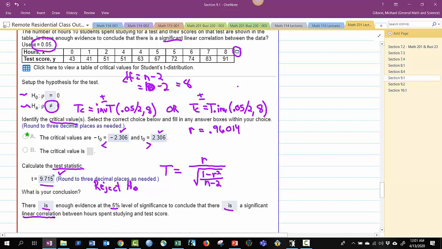This is the way these are all going to work. If we reject the possibility that the correlation coefficient is 0, we say the correlation is significant. If we don't reject it, then we'll say it's not significant.